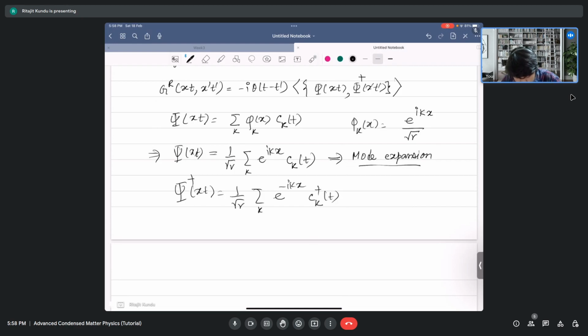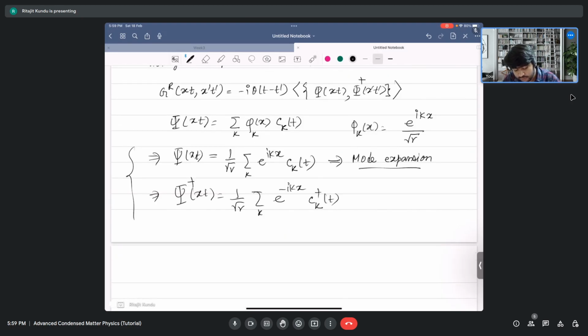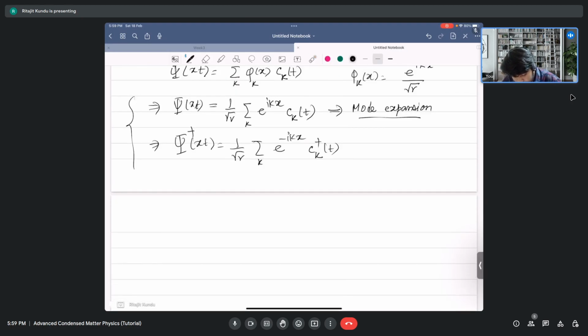You can see that these two equations look like just Fourier transformations. This psi and this c_k are Fourier conjugates to each other, and this is your Fourier transformation kernel, if you like. A similar thing holds for psi dagger and c dagger, which are Fourier conjugate variables. We will plug these two equations into this expression of the retarded Green's function and see what we get.